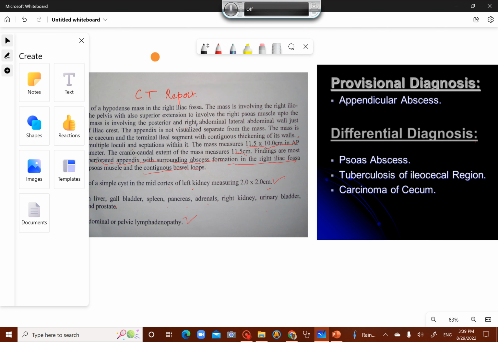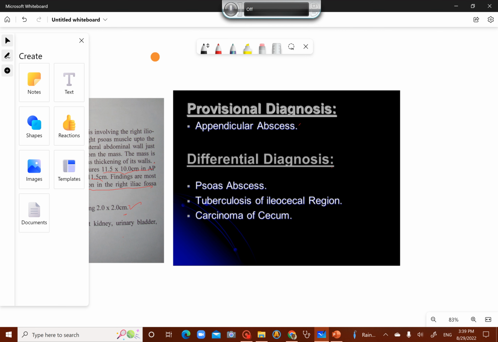So our provisional diagnosis was appendicular abscess, and we included in the differential diagnosis psoas abscess, which can follow tuberculosis of the spine, tuberculosis of the ileocaecal region, and carcinoma of the caecum. Now in the next video we'll show you the surgical intervention which we did. So I end over here.